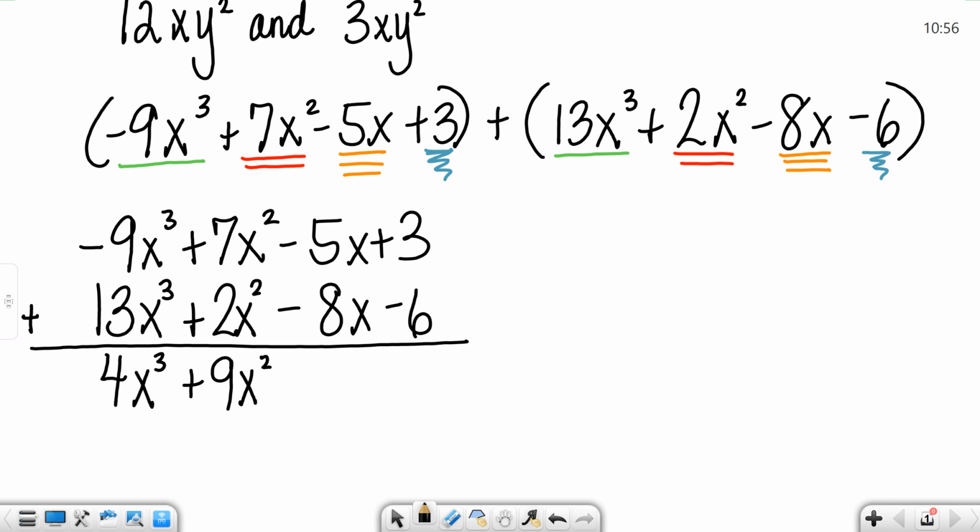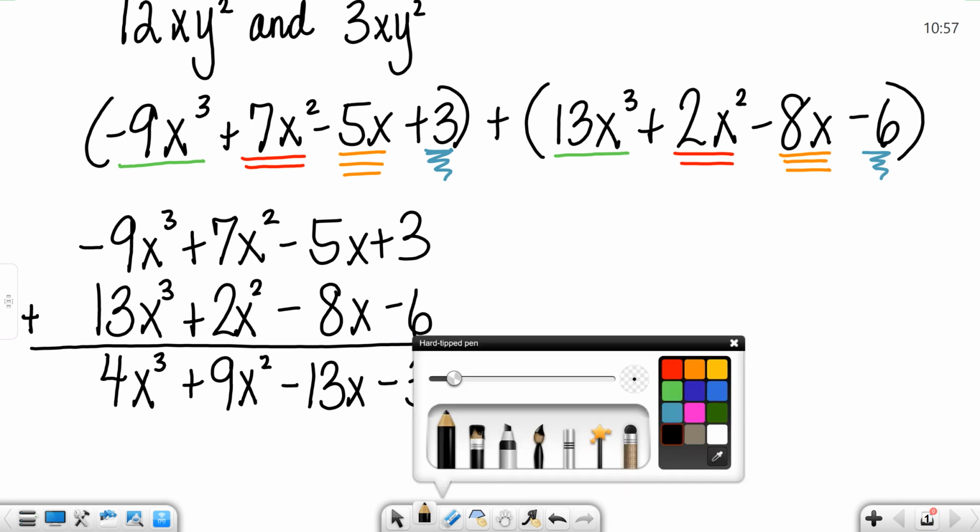Negative 5x plus negative 8x. When the signs are the same, we add and keep their sign. So that's something that hopefully if you took Math 98, you're clear on. Some of you may need a little help with your integers. Let me know if you need some extra help there. And then our last two would be 3 plus negative 6. My signs are not the same this time, so I subtract and take the sign of the larger one. So this would be my solution right here.